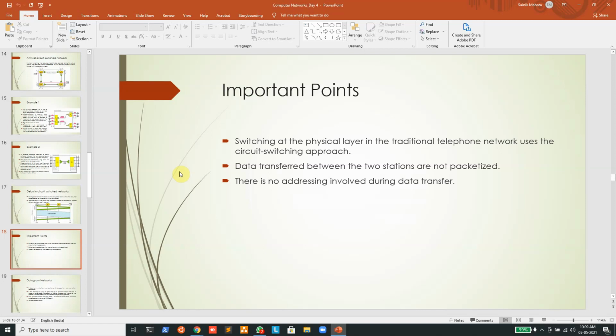And again, you can understand by the examples that there will be no addressing involved in the data transfer. Obviously, whenever we have data communication through the physical layer, there will be no addressing involved. So that is the scenario.